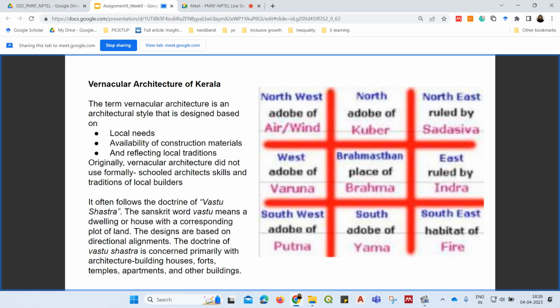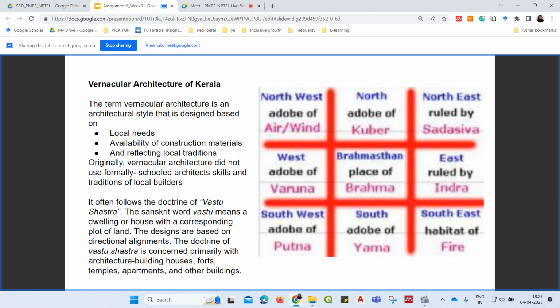Vastu Shastra, as many of you might know, is derived from the Sanskrit word Vastu, which means a dwelling or house, corresponding to a plot of land, and the designs are made based on directional alignments of that particular plot. So the doctrine is concerned primarily with building houses, forts, temples, apartments, and other buildings.